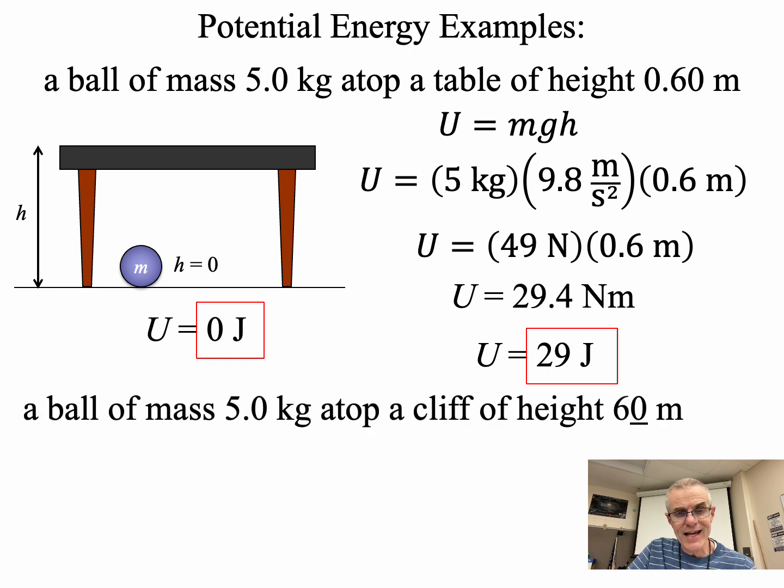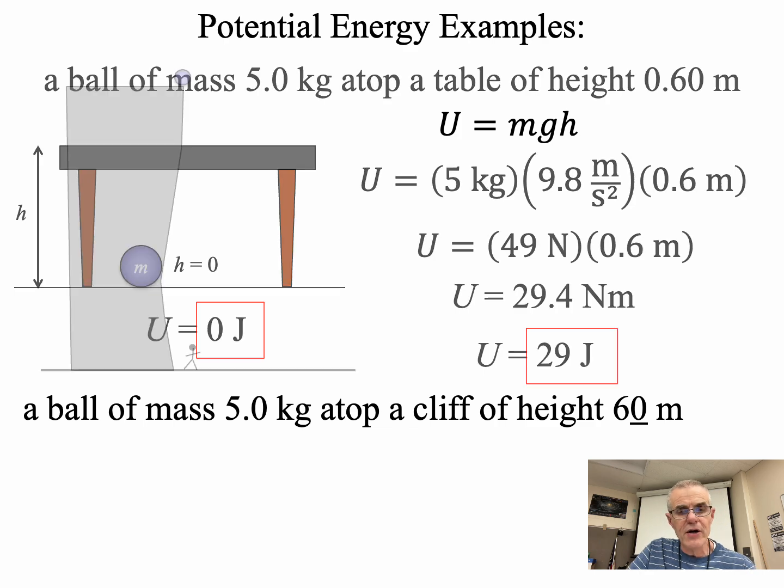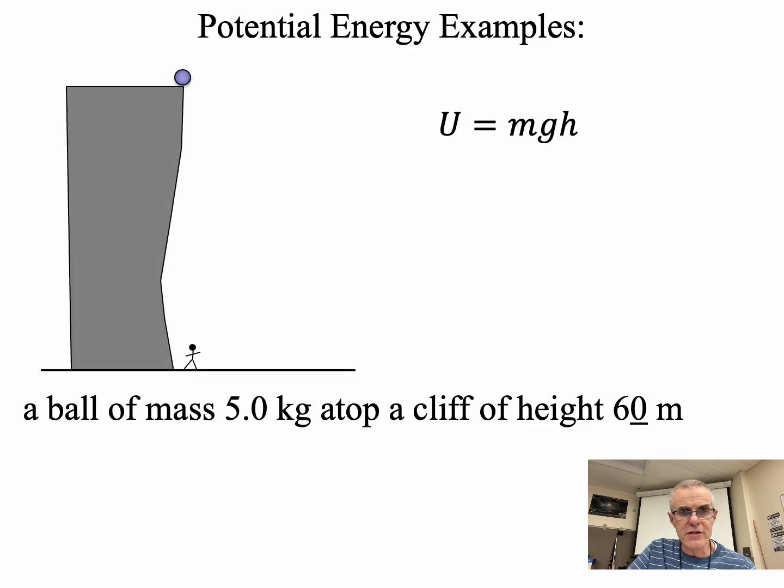What if we take the same ball and put it on top of a cliff, a much higher location? So 60 meters would be 100 times greater height than the table. So what does that do to our energy? Well, just looking at the formula, I hope you can figure it out. It's the same mg, but it's a greater h, greater by 100. That's going to give us 100 times as much.